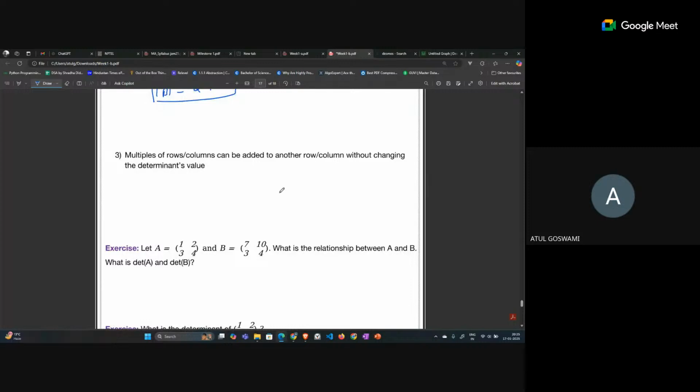Okay. So a multiple of a row or column can be added to another row or column without changing the determinant's value. Yeah, this is the third property. I have already discussed this. Okay. Yes, sir.